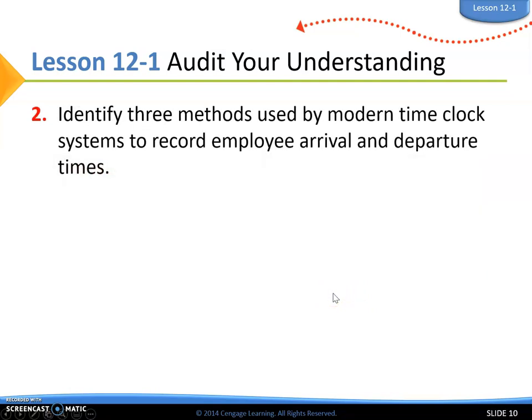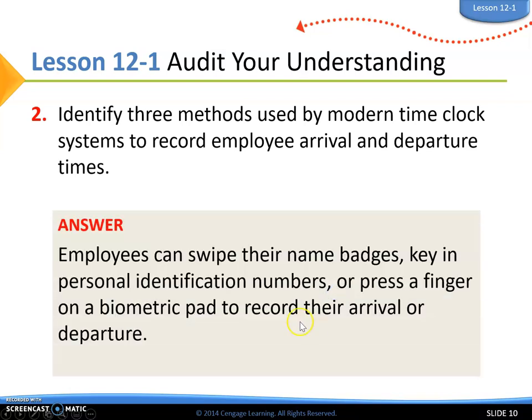Number two, identify 3 methods used by modern time clock systems to record employee arrival and departure times. So I did not go through all of these. There are lots of different ways, I would say now. These are just some examples.